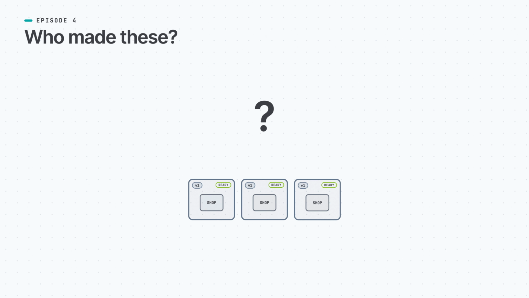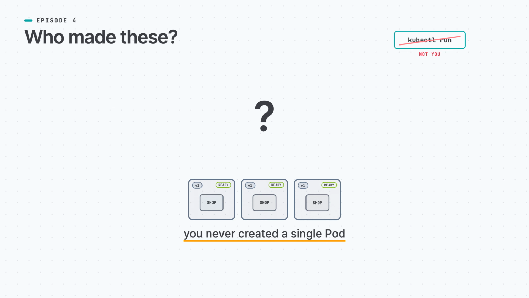3 copies of your shop have been running this whole time and you never created a single pod yourself. So who did? The answer is the object you will reach for more than any other in Kubernetes, and the one that finally makes your app reachable.